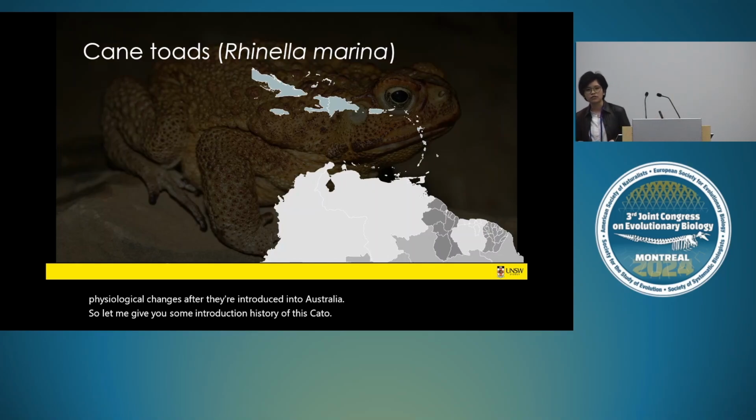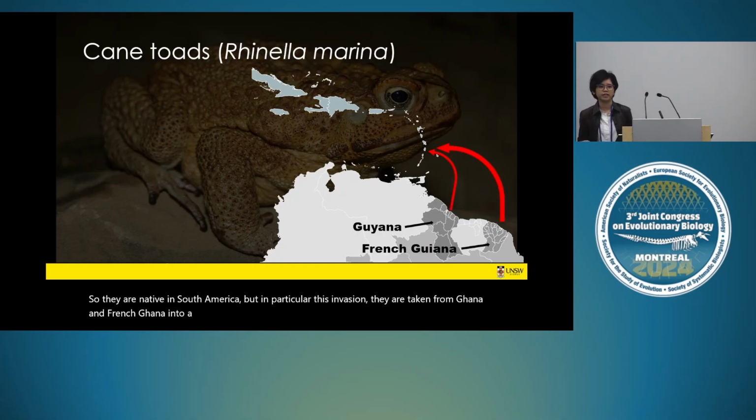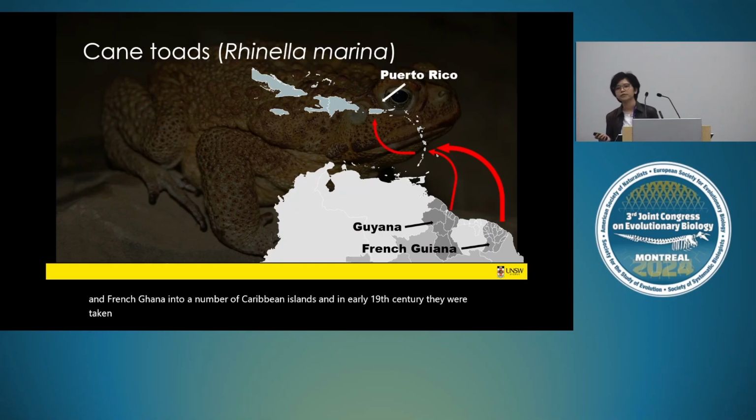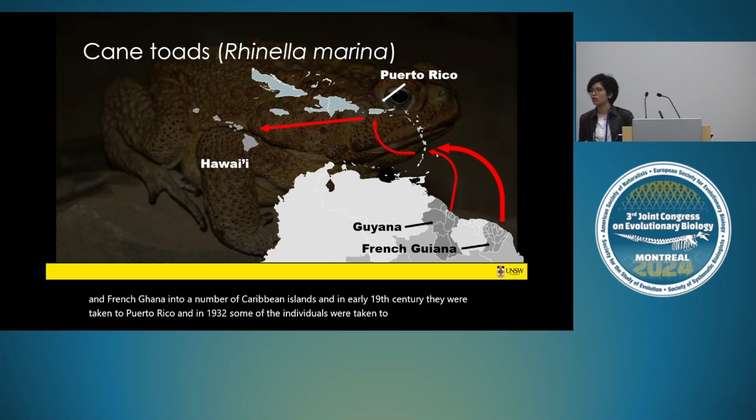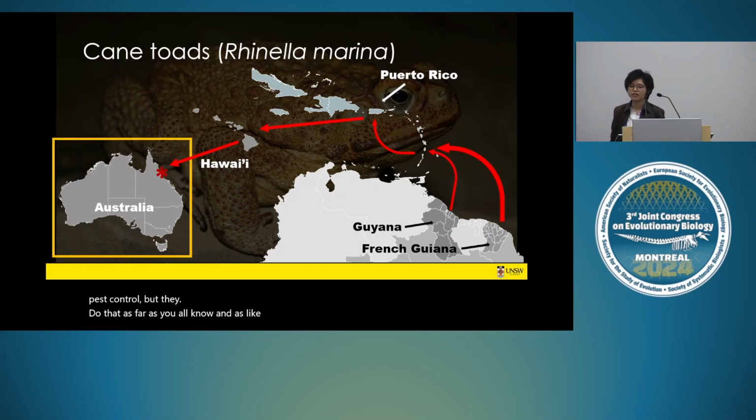So they are native to South America, but in particular this invasion, they were taken from Guyana and French Guiana into a number of Caribbean islands. And in the early 19th century, they were taken to Puerto Rico. And in 1932, some individuals were taken to Hawaii as pest control. Three years later, 101 individuals were taken to Australia, also as sugarcane pest control, but they failed to do that, as you all know. And like many other invasions, a lot of studies focus on the invasive range to learn about how these species adapt.